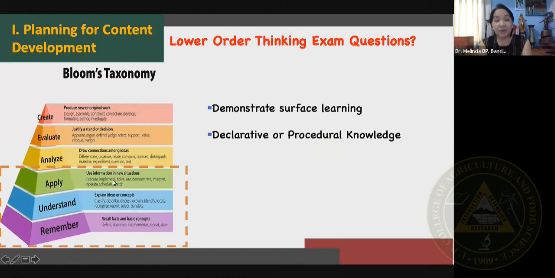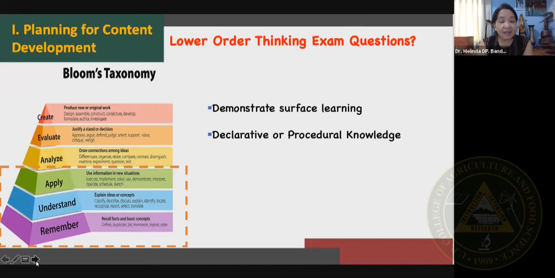Okay. So yung unang tanong dito, are they at the lower order thinking exam questions? So demonstrate surface learning, or declarative or procedural knowledge. So ito yung tatlo sa Bloom's taxonomy. Yung tatlong nasa ibaba, ang tinatawag natin diyan is lower order thinking. So nandiyan ba yung mga question sa licensure exam?